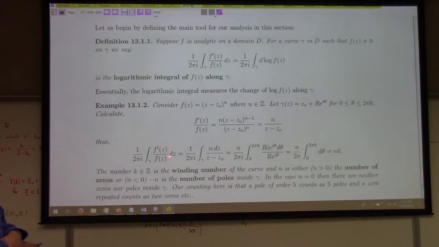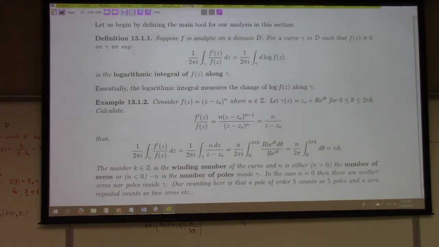So this is just an example, but maybe that tells us what the significance of f prime over f integrated over dz is. It's counting, adjusting for winding number, the number of zeros or the number of poles inside gamma. Because this function has either n zeros or a pole of order n. I should say a pole of order minus n. Fine. Because anyway.